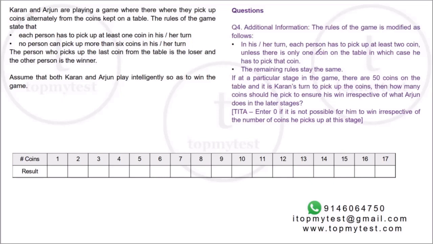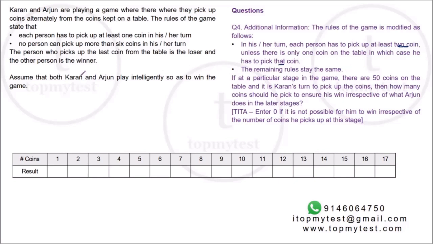Question number 4. Again, it says the rules of the game are now modified again. Let's see how the rules are modified. In his or her turn, each person has to pick at least 2 coins now. Not 1 coin, at least 2 coins. Unless there is only 1 coin on the table, in which case he has to pick that coin. The remaining rules remain the same.